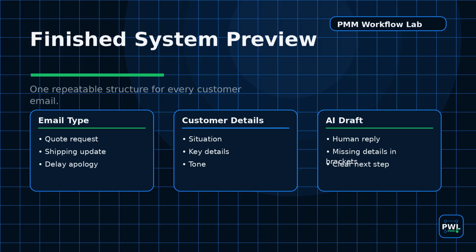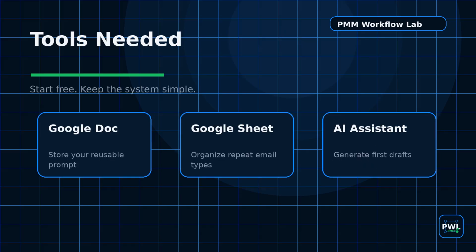On the left, we have the type of email we need to write. In the middle, we have the customer situation and the key details. On the right, the AI gives us a clean reply draft.